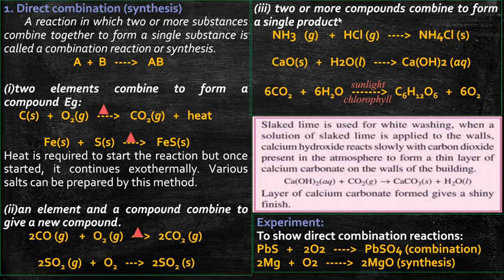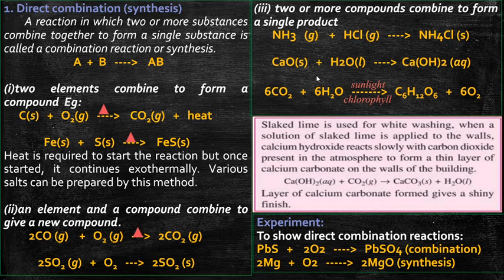The third one is two or more compounds combining to form a single product. Here the two reactants are compounds only. Example: ammonia, which is in the gaseous state, and hydrochloric acid, HCl, hydrogen chloride, which is also in the gaseous state. When these gases come into contact, they produce ammonium chloride, which is a solid.